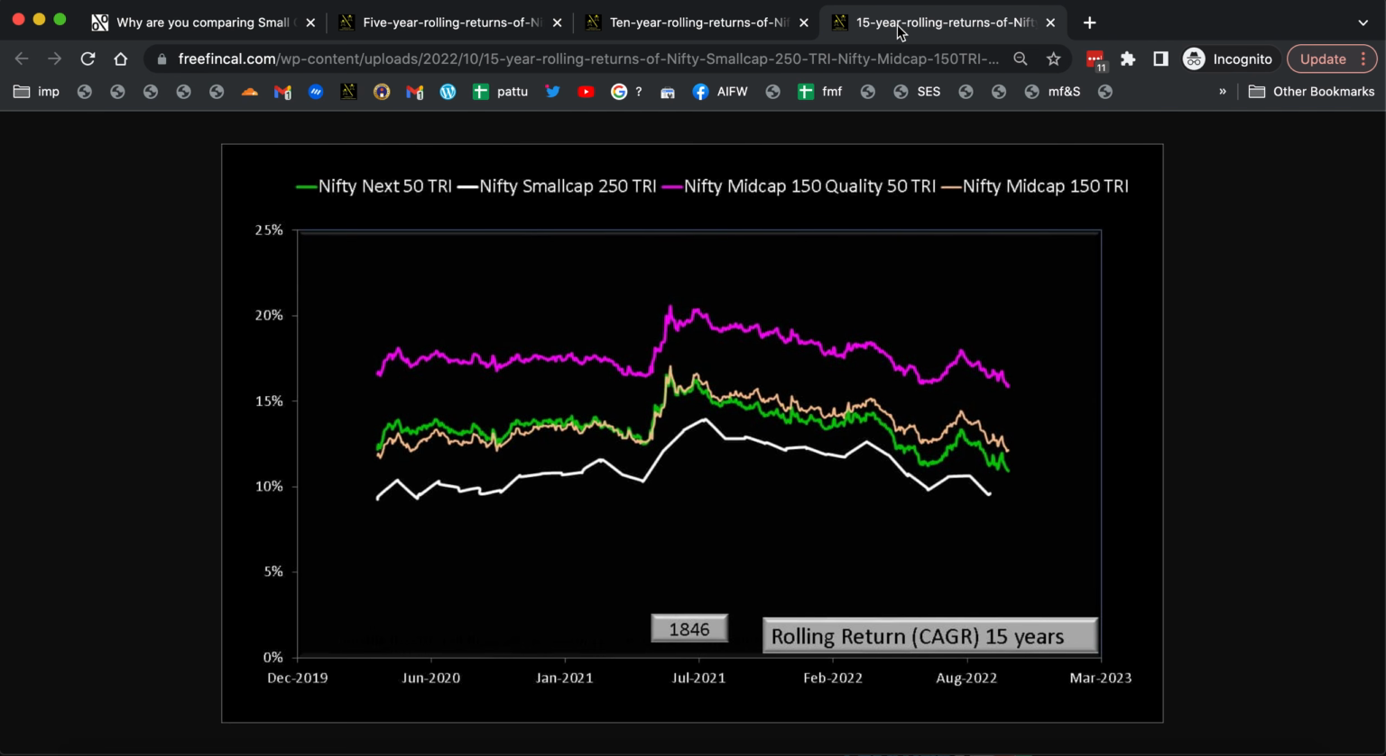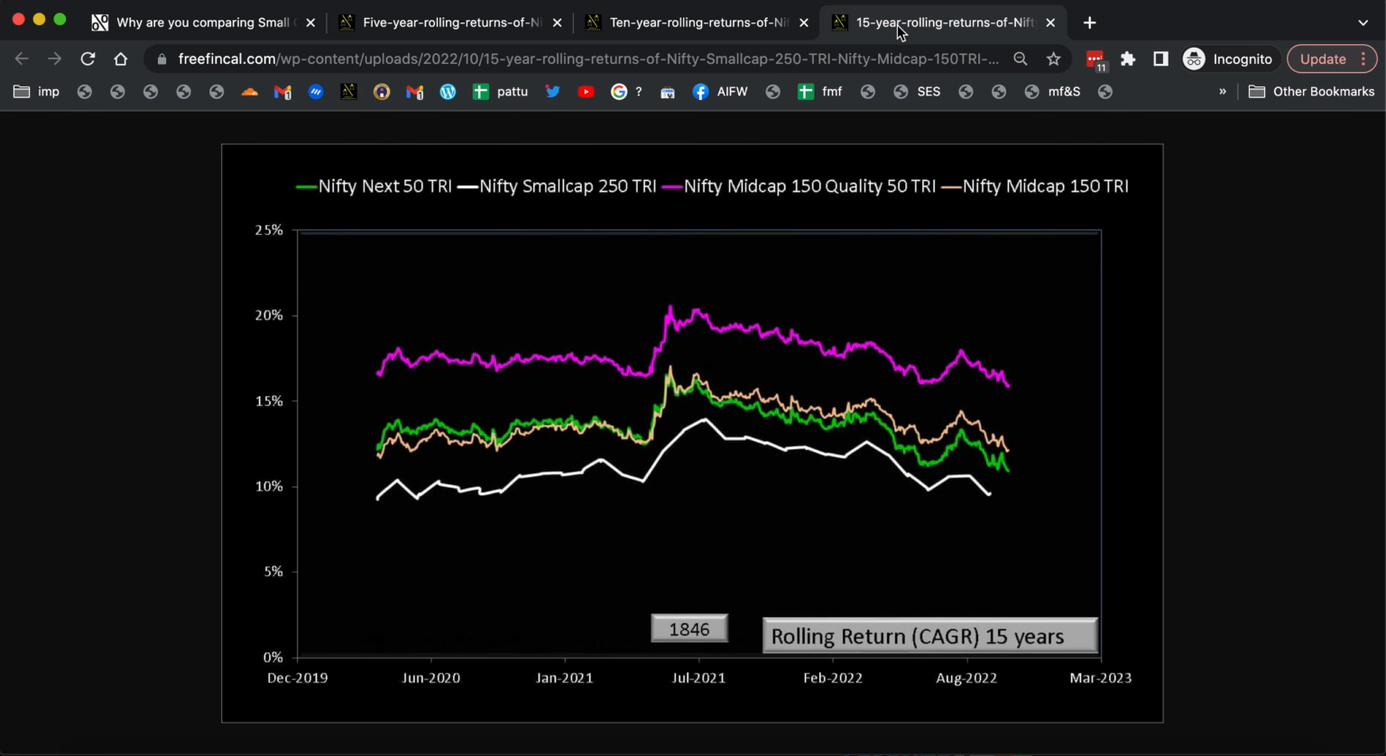It has always been the last performer when you compare the Nifty Next 50, Nifty Midcap 150, and of course the Quality 50. With Quality 50, the situation is a little different. We'll come to that. But the small cap index has always had the lowest return.